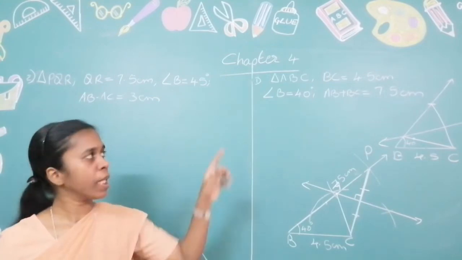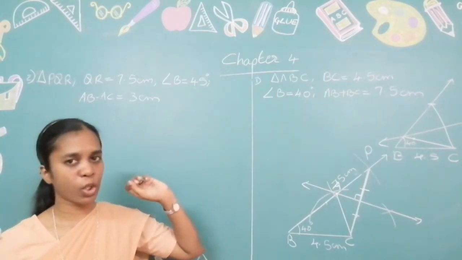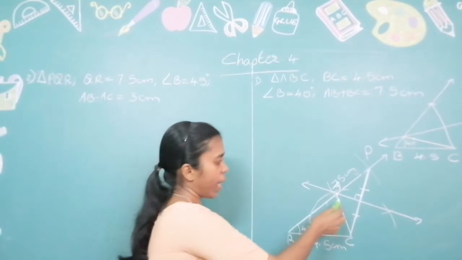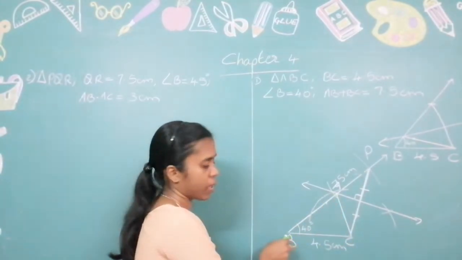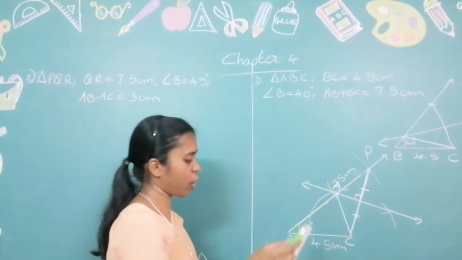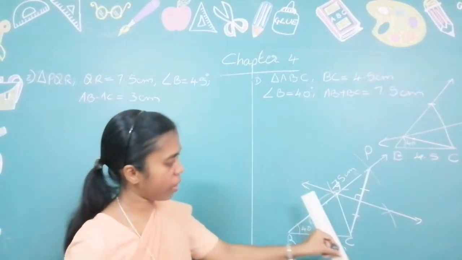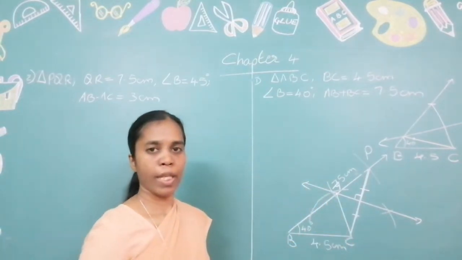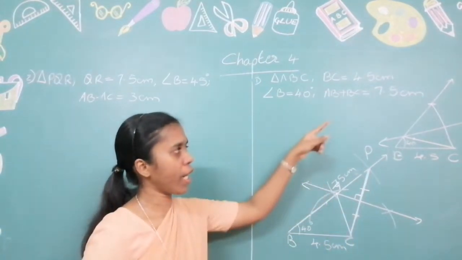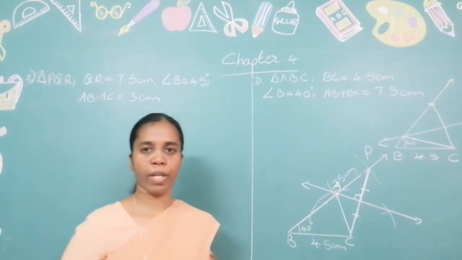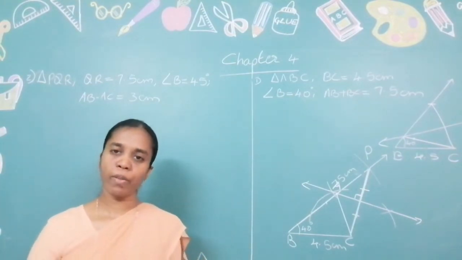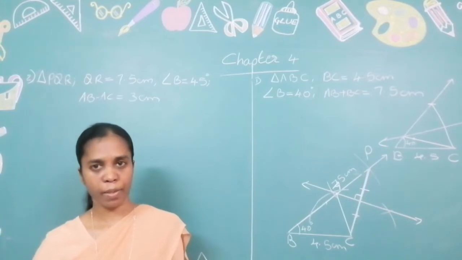What is told to us? AB plus BC is equal to 7.5. You add AB plus AC. Measure on your ruler AB and then take the measure on AC. AB plus AC, you add and you see whether you are getting 7.5. If you get 7.5, your construction is right.